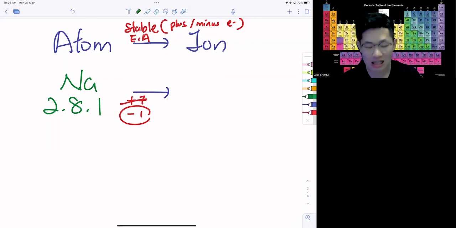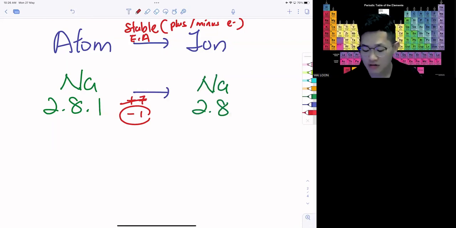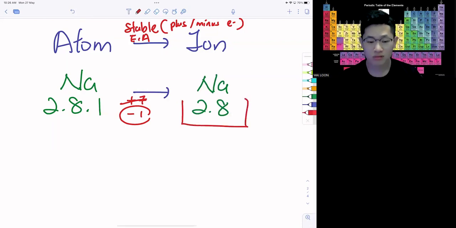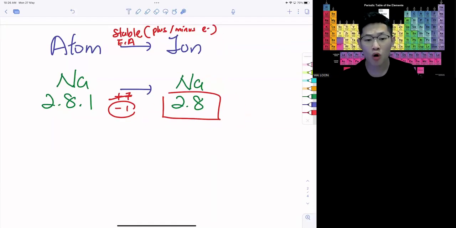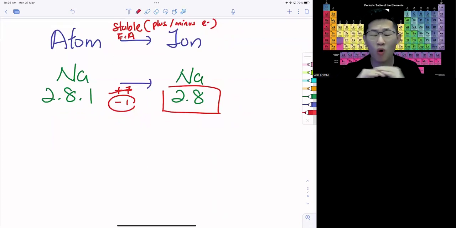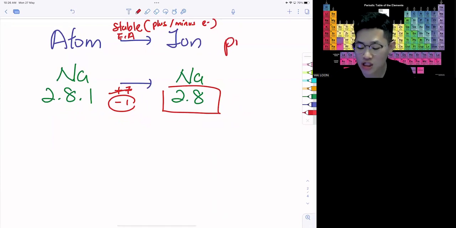So when it donated 1 electron, it turns into 2, 8. So guys, it is very important to know that when atom goes into an ion, the only thing changed is the electron. We plus and minus electron means proton will always be the same. Proton will never change.